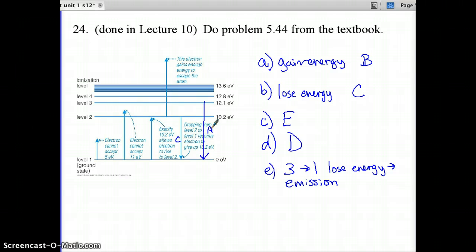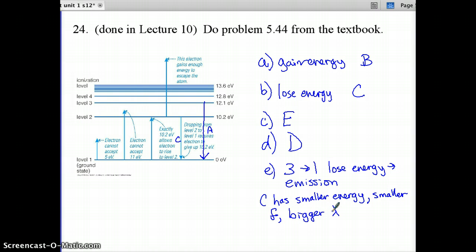Now, C is going to involve a smaller energy, because it's going from 10.2 down to 0. The energy of C is 10.2, whereas the energy of A is 12.1. So since C has smaller energy, it also has smaller frequency, because if you've got smaller energy, you've got smaller frequency according to E equals hf. And if you've got smaller frequency, that means you have bigger wavelength.